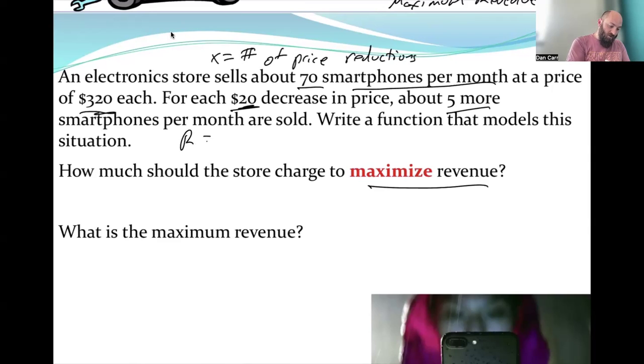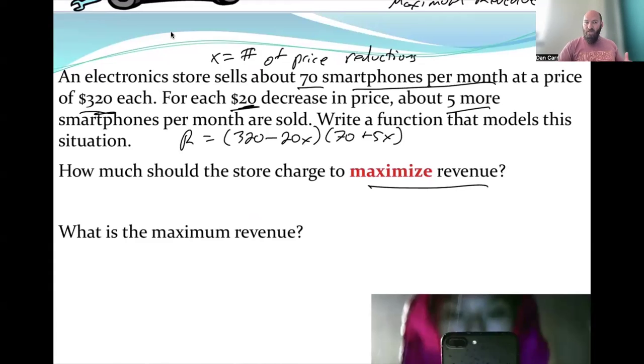So R for revenue is going to start with our price, which is 320, minus for every $20 decrease. So I'm going to take minus 20X. And then we get 5 more smartphones. So that means that my number of 70 is going to be added by 5X. Okay. Now, just to show a little bit more with our Desmos and other graphing utilities, I'm not going to do this one by hand.